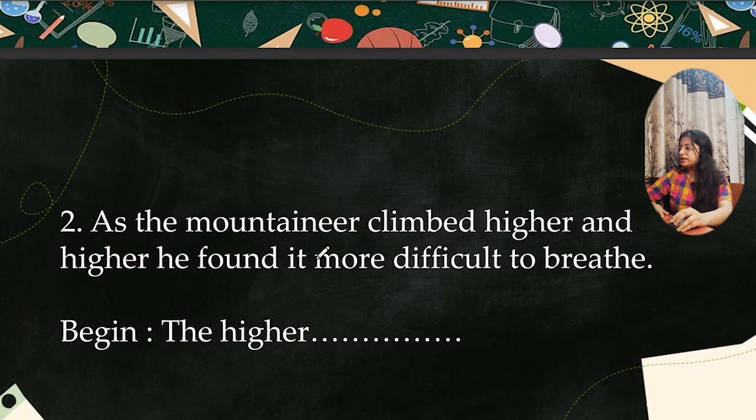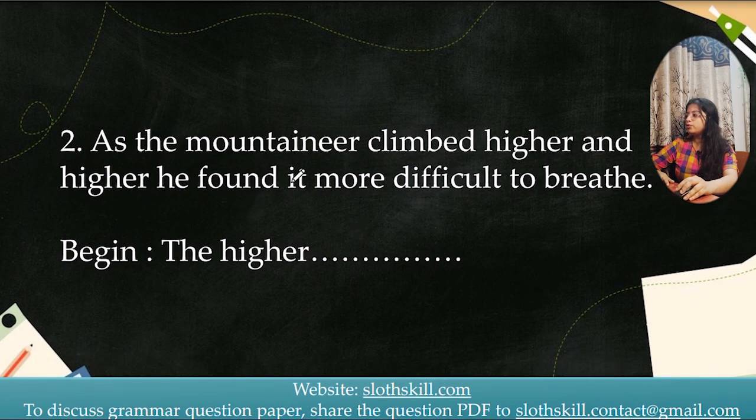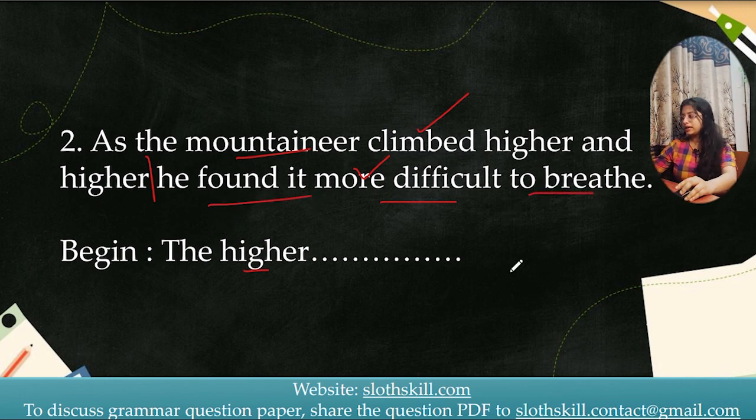Next question: As the mountaineer climbed higher and higher, he found it more difficult to breathe. The higher, so there are two portions. He is climbing higher, and the second portion is finding it difficult. So: The higher the mountaineer climbed, the more difficult he found it to breathe. Right? The higher the mountaineer climbed, the more difficult he found it to breathe.